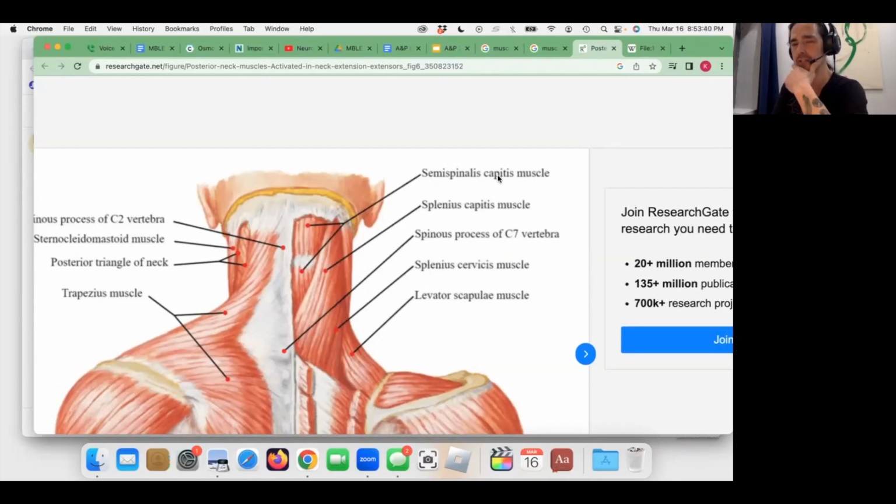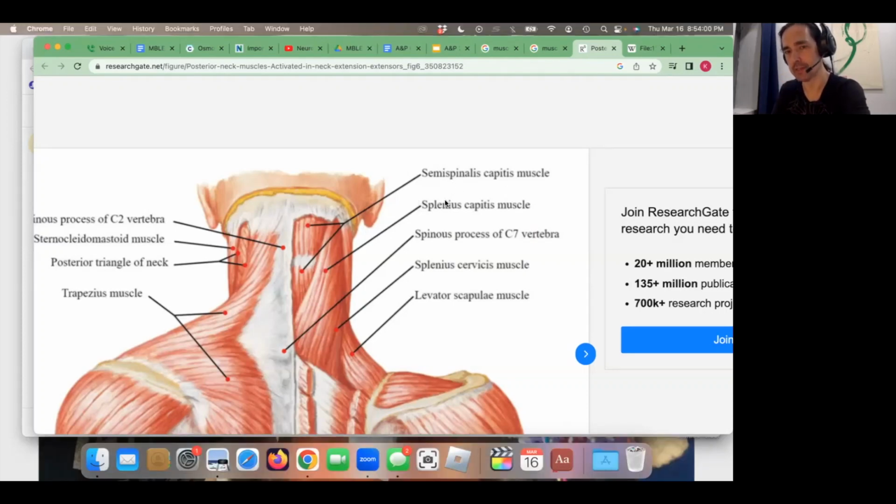I've seen test prep questions ask about the capitis muscles. So cap, like a cap that you put on your head, is a muscle that attaches to the occiput, or a muscle that attaches to the skull, to the head. So they are called the semispinalis capitis muscle and the splenius capitis muscle.